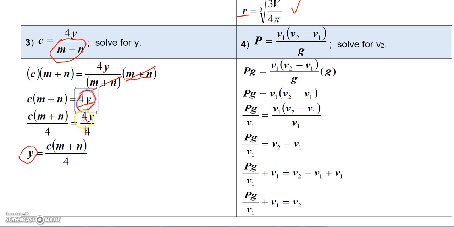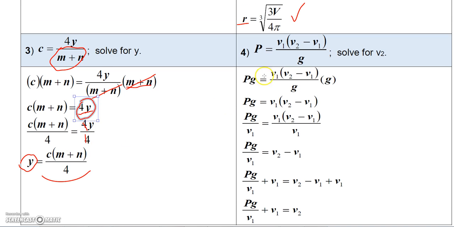And then of course if I divide the right hand side by 4, I have to divide the left hand side by 4. So that would give me c times m plus n over 4. So your final answer would be y equals c times m plus n over 4. And you could multiply the numerator out and get cm plus cn, but that's really not necessary. So there's your final answer.